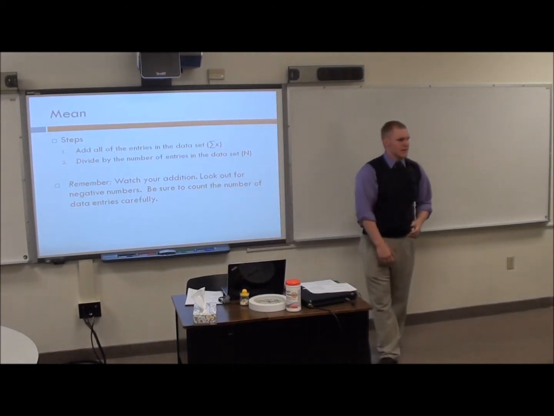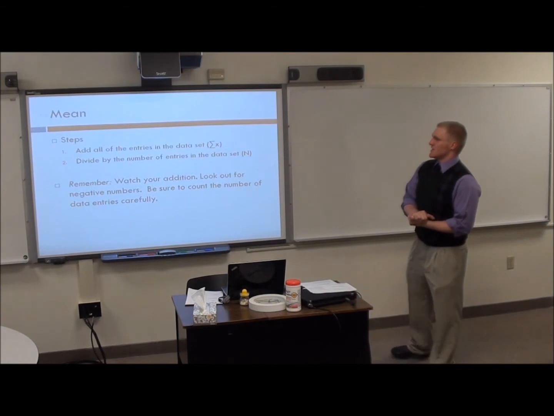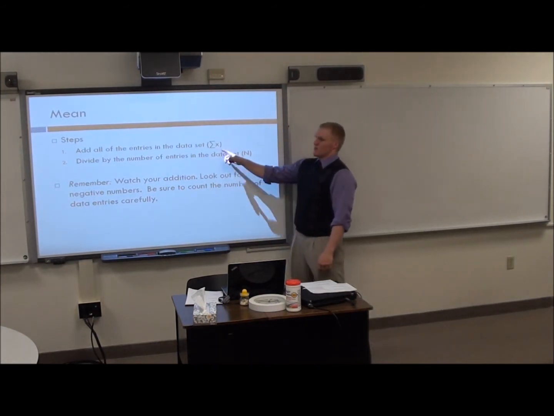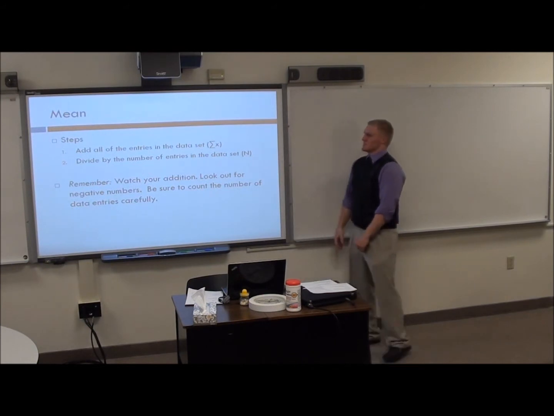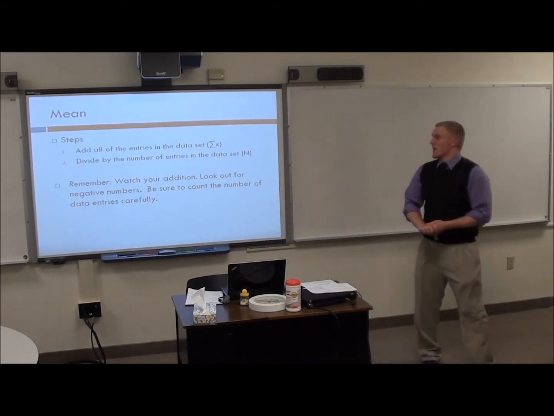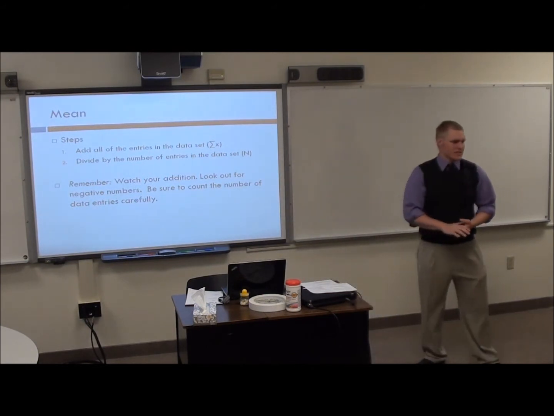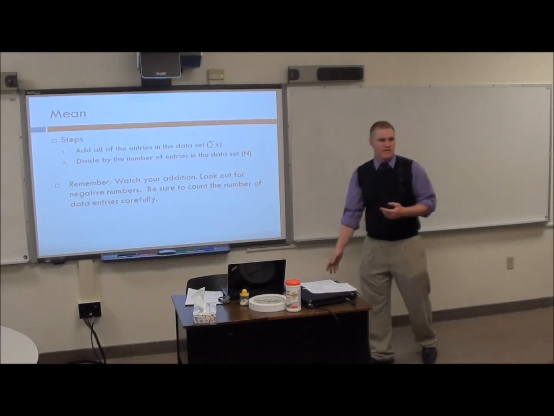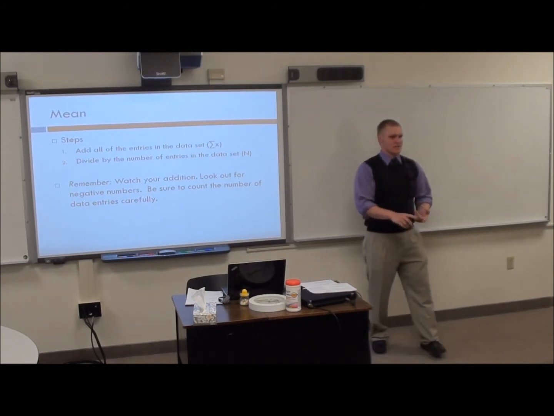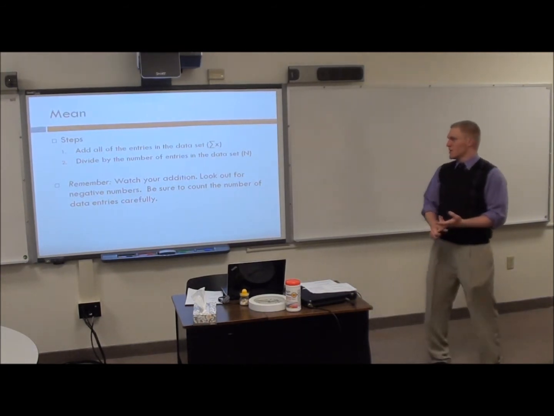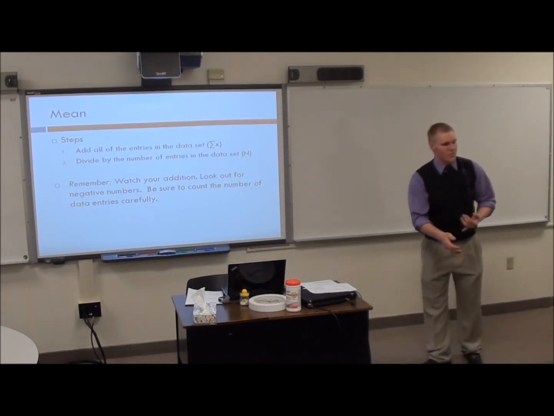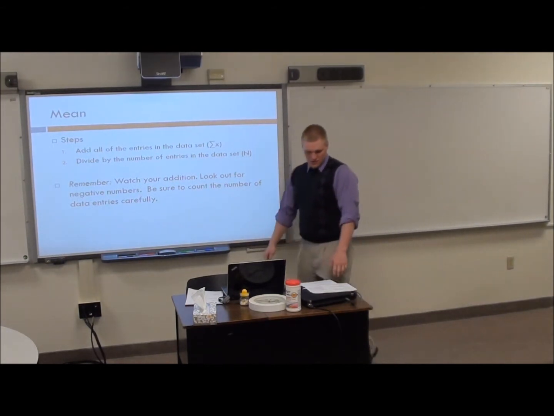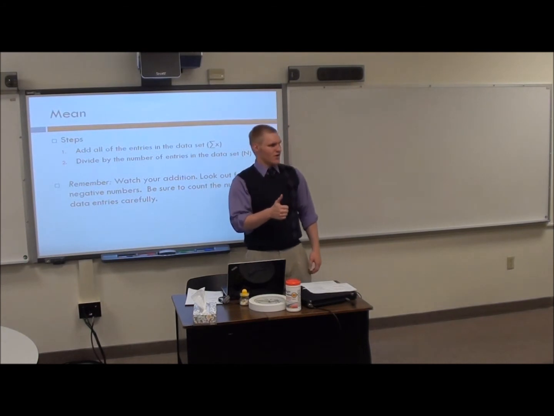Breaking it up into our steps again, we want to add all the data entries in the data set. Our sigma notation, the sum of all x values. And then we need to divide it by the number of entries in the data set, which is n. So remember, you want to watch your addition. Look out for signs. If you have a positive or negative number, then you always want to be sure to count the number of entries in the data set carefully, okay? Everyone good so far? We can move on?